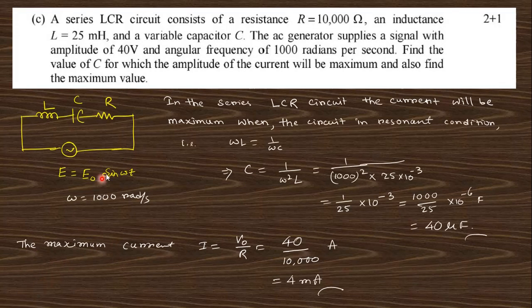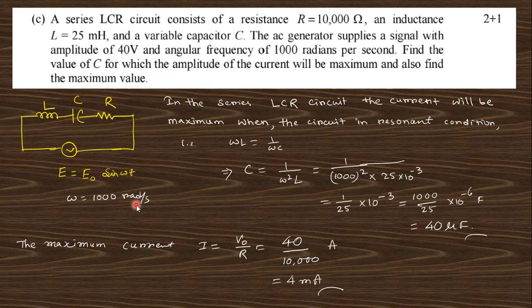Next, a series LCR circuit consists of resistance R, inductance L, and a variable capacitor C. The AC generator supplies a signal with amplitude of 40 volt and angular frequency of 1000 radian per second. Find the value of C for which the amplitude of the current will be maximum, and find the maximum value.